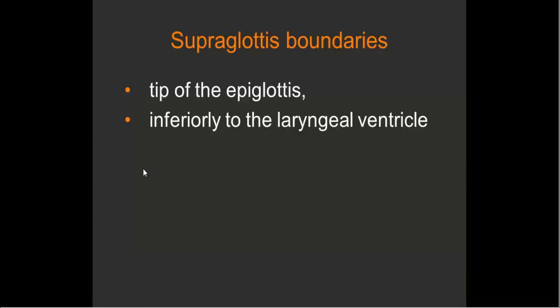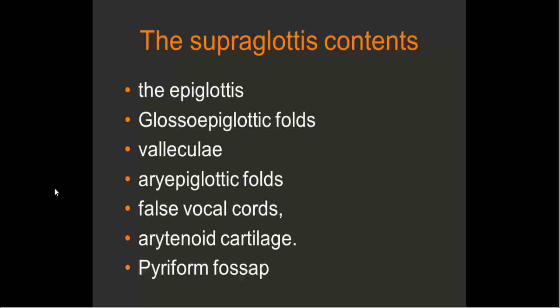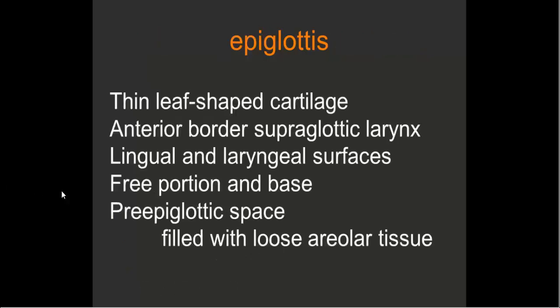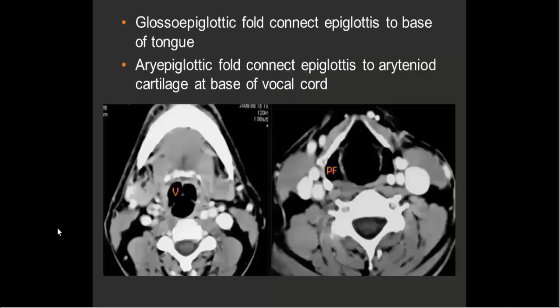Supraglottic boundaries: from the tip of the epiglottis inferiorly to the laryngeal ventricle. The laryngeal ventricle is not included in supraglottic, it is included in the glottic space. Supraglottic contains the epiglottis, glossoepiglottic fold, vallecula, aryepiglottic fold, false vocal cord, arytenoid cartilage, and piriform fossa. The epiglottis is a leaf-shaped cartilage, the anterior border of the supraglottic larynx, with lingual and laryngeal surfaces, free portion and base. The pre-epiglottic space is filled with loose areolar tissue.